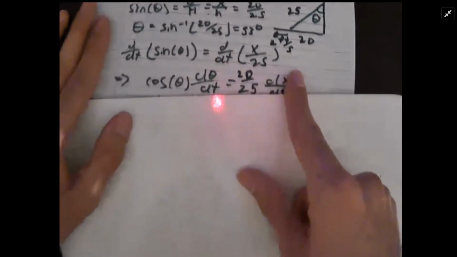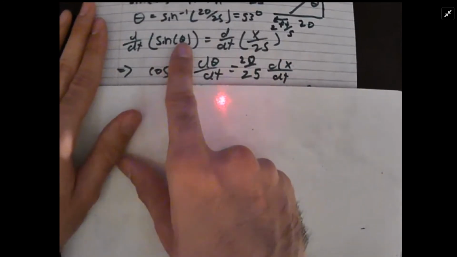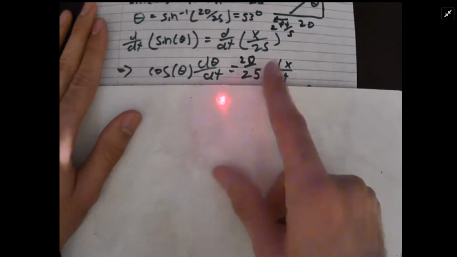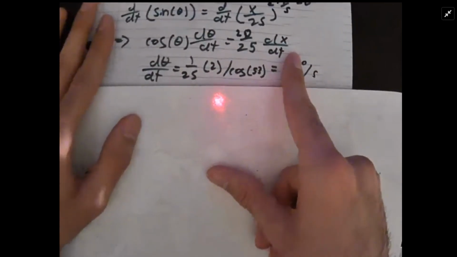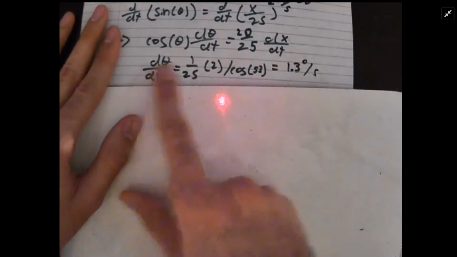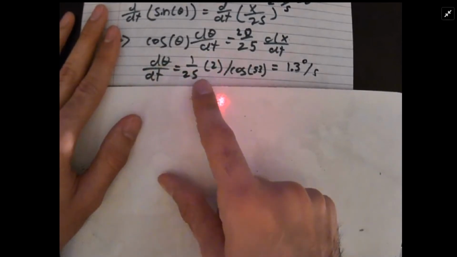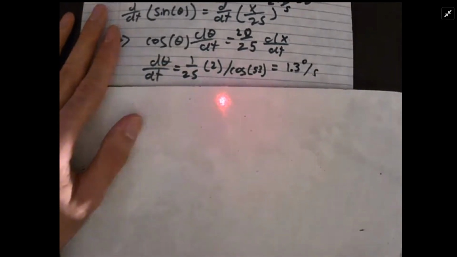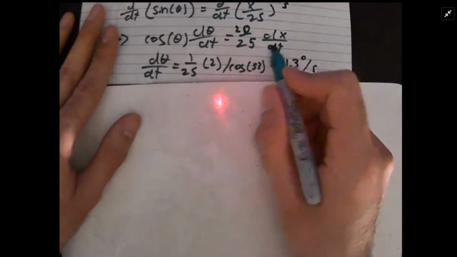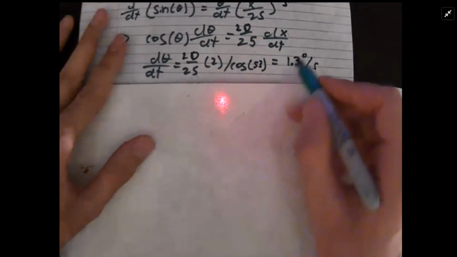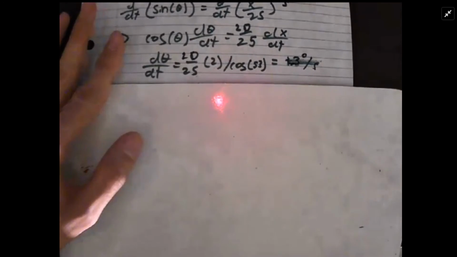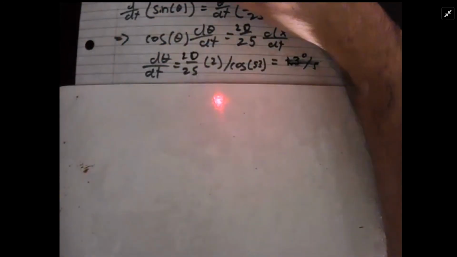So after I apply that, again, it's the chain rule. So this is going to be cosine of theta times d theta over dt equals 20 over 25 dx over dt. So we know that if we solve for d theta dt, that would be 1 over 25 times 2. And I forgot to actually insert the 20 here. So we know that dx over dt equals 2. We know that x equals 20. And after plugging all that in, we get, so not this. This is actually wrong. Let me go ahead and check that on a calculator.